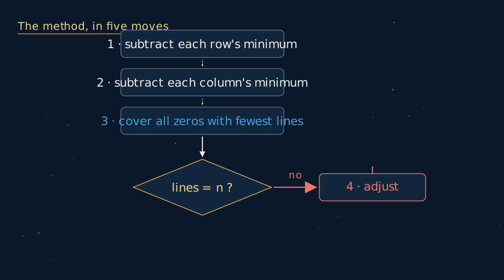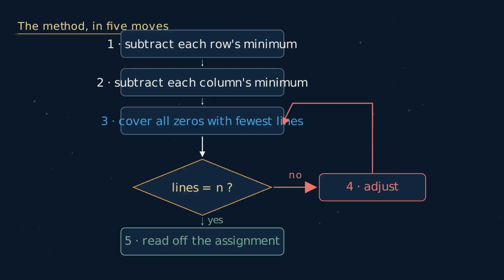If you needed fewer lines than there are rows, the zeros are too bunched up to give everyone a job. So you nudge the table and try again. And the moment the number of lines matches the number of rows, you are done. A complete assignment of zeros is sitting there, waiting to be read. Let's run it on real numbers.